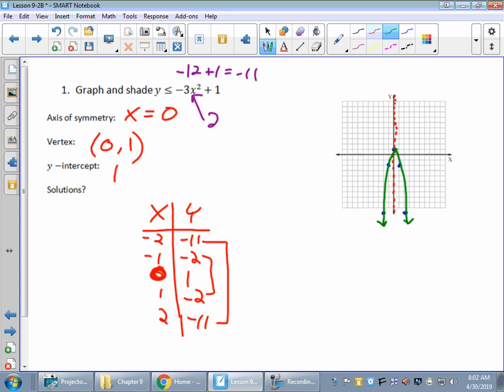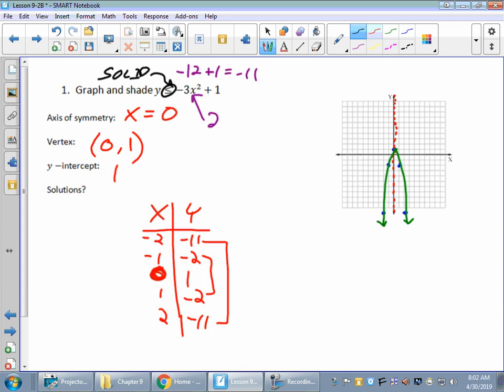Now, by looking at this, the last two things we have to decide: is it a solid line or a dashed line? Now, I already made it solid. And sure enough, yes, it is a solid line, because of this sign here, it's an or equal to. So that means it's a solid line. So good thing I already made it solid. If I screwed that up, I just have to go ahead and dash that.